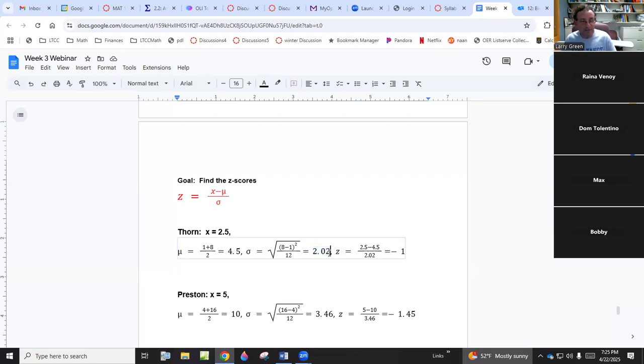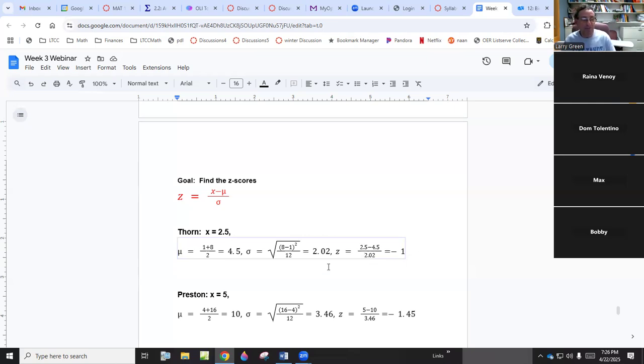Okay, then once I did that, I just plug in z is (x minus mu) over sigma. X was 2.5, so there's the 2.5. Mu was 4.5, so I go minus 4.5 right here. Sigma was 2.02, so there's my 2.02. And (2.5 minus 4.5) over 2.02 is about -1. I did round a little bit. Any questions on finding the z-score for Thorn? Any questions?